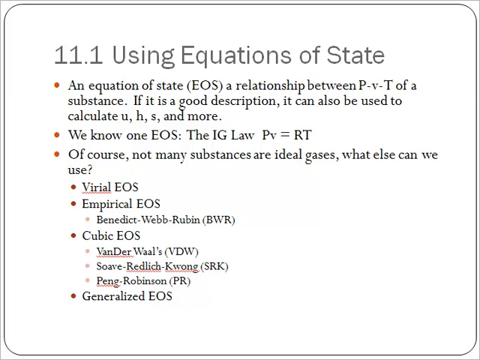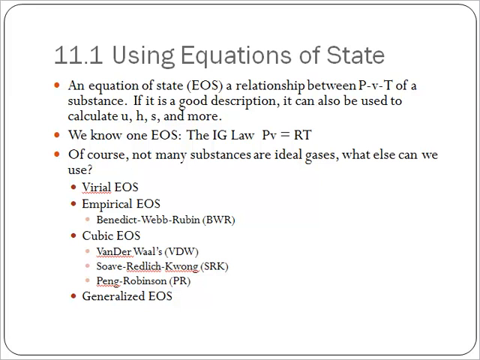We already know one equation of state. It's the ideal gas law, PV equals RT. Of course, not many substances are ideal gases, so there are others that people have developed. They're basically categorized as four separate sets of equations. The first of these are the virial equations. Virial equations are going to be purely theoretical.